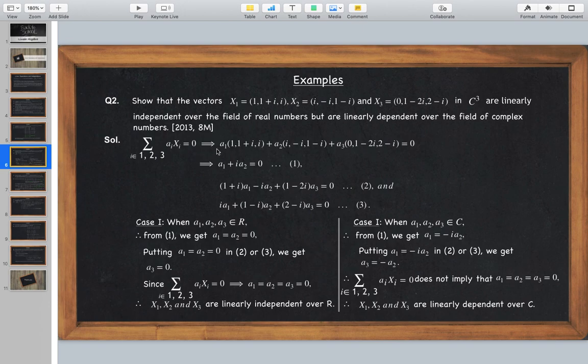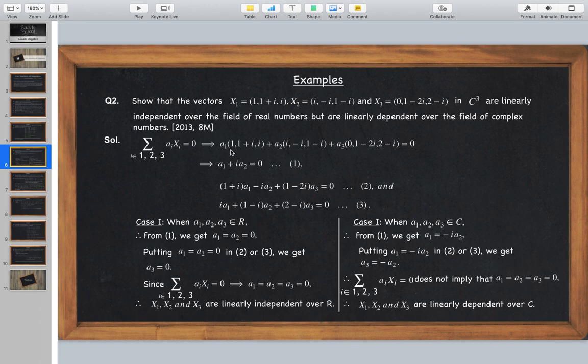So what do we get? We get a1 times the first vector plus a2 times the second vector plus a3 times the third vector equals 0. We solve these equations by equating the x, y and z coefficients of the summation to 0. We equate individual x, y and z coordinates to 0. So first, when we equate the x coordinate to 0, we get a1 plus iota a2 equals 0.